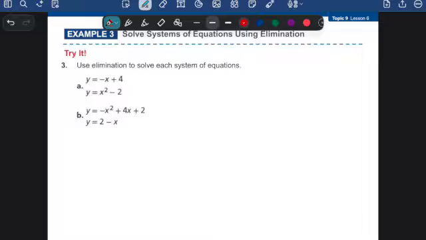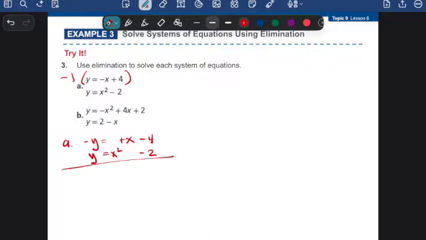Try it number 3, use elimination to solve each system of equations. So for part A, I need to eliminate the y variables. I'm going to multiply one of these equations by -1, so they'll cancel out. I'm going to rewrite the system. -y equals no x squared term. I'm going to have a positive x and a -4. Y equals x squared, no linear term, minus 2.